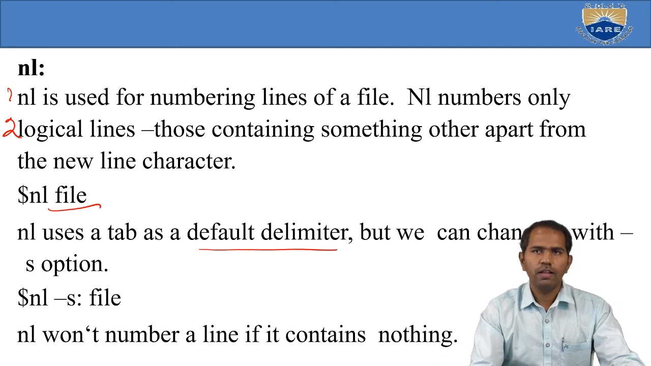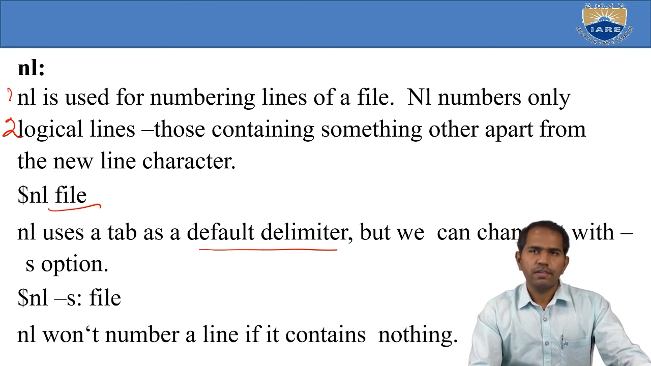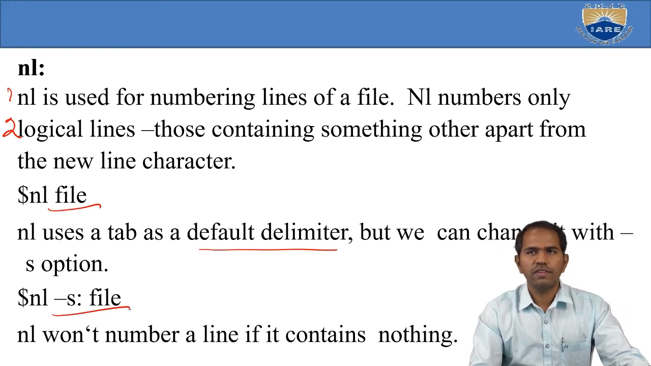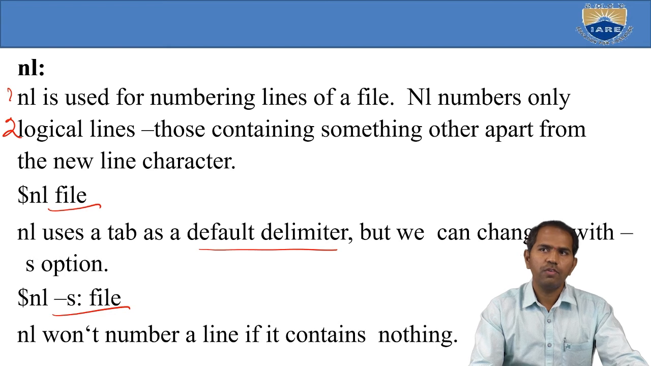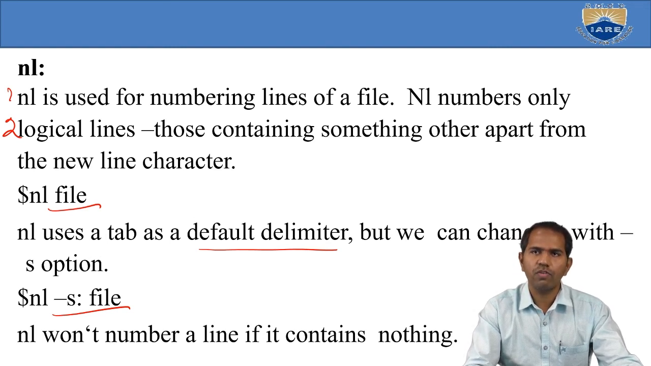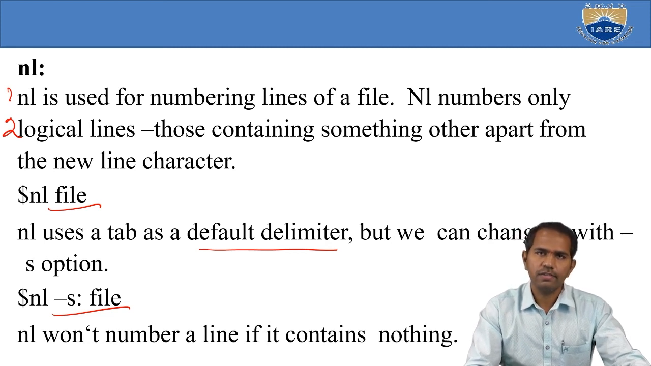nl minus s colon 5. So nl uses a tab as the default delimiter, but we can change it with the minus s option. If there are no lines in your file, we can't assign any numbering on that specific file. If you have lines in the file, then we can allocate the numbers, starting with 1, 2, 3, like that.